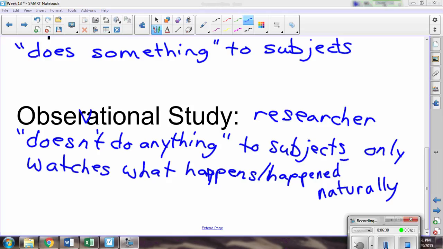So in an observational study, the researcher is not going to do anything to the subjects. Basically, you're just watching and recording what is happening or what already happened naturally.